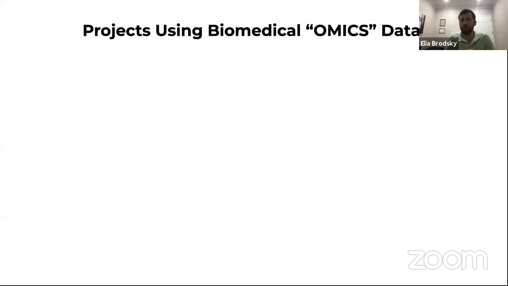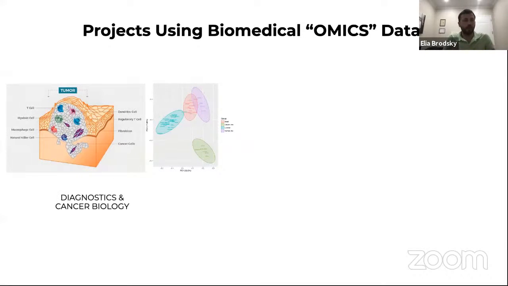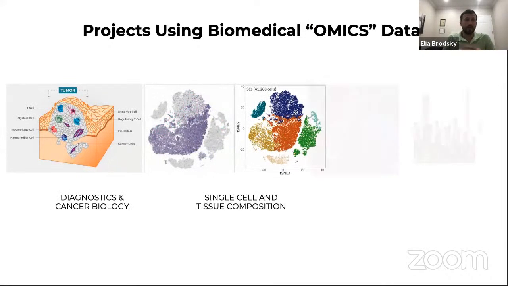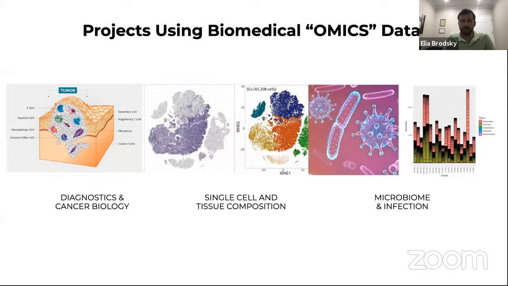And so a big part of what we provide in this program is not just the training on how to apply these different omics technologies, but provide you with curated examples that include diagnostics and cancer biology, look at single cell and tissue composition, as well as microbiome and infection. And you'll find this in the context of different projects that you can get started with and then carry on to introduce them as a starting point for your own research project as you develop them throughout these programs.